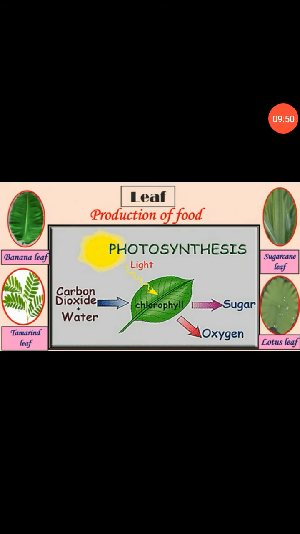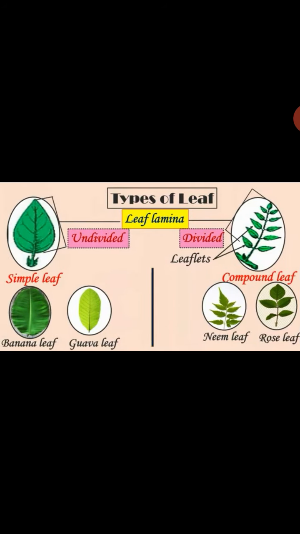In leaves we have learned that without the help of photosynthesis and chlorophyll, they can't make food, right? Tamarind leaves, banana leaves, sugarcane leaves, lotus leaf, I gave examples of these leaves. And types of leaves, we have learned two types of leaves: simple leaves and compound leaves. Simple leaves means undivided leaves, and compound leaf means divided leaves. Divided leaves means leaflets. They are also called leaflets. They are divided leaves in many parts.